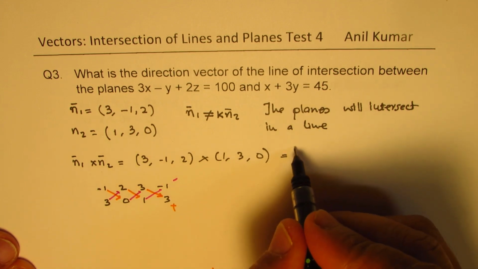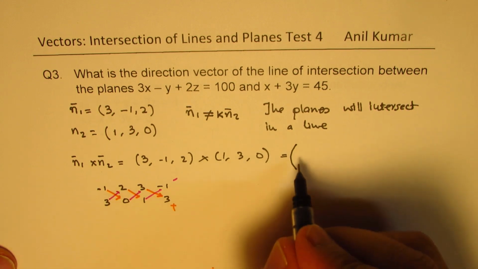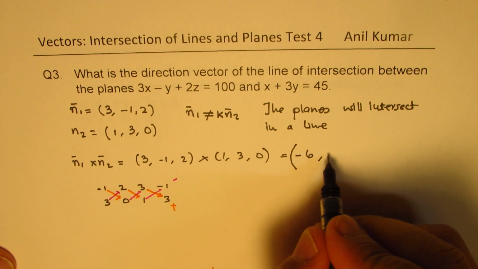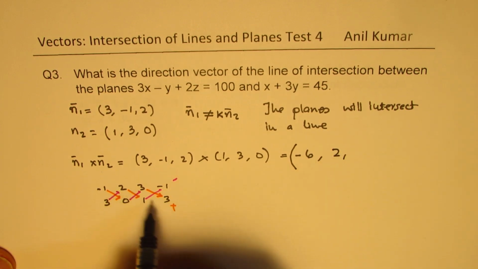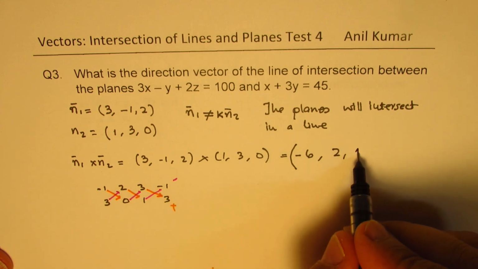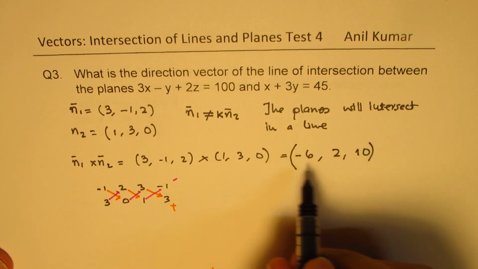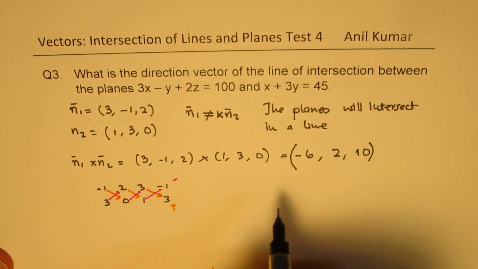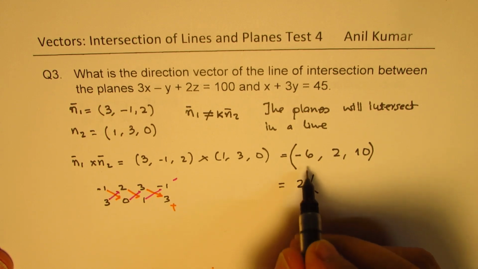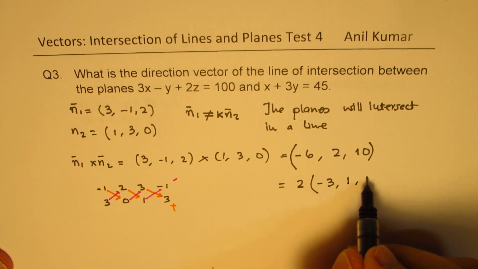It's a vector quantity. So what we get here is -1 times 0 is 0, minus 6. Here we get 2 minus 0, which gives us 2. 3 and 3 is 9. Minus 1, minus minus makes it plus, 10, correct? So that becomes the direction vector for the line, right? So we could actually write this by taking a common factor of 2. So we can also write this as -3, 1, 5.